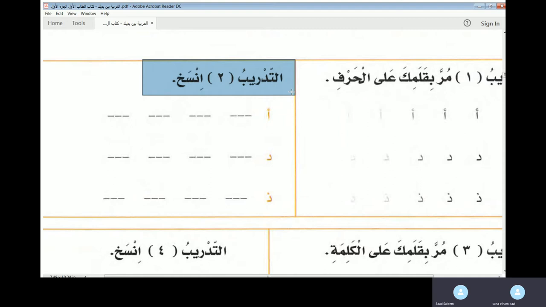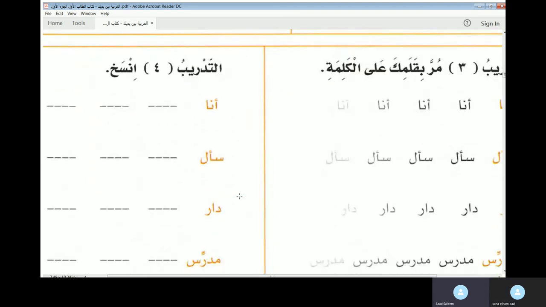Tadrib Sani. Insakh means copy. He wants you to copy these words on these blanks. Okay, let me tell you one thing, look at Dal. The mouth of Dal is always above the line, and the bottom of the Dal should be on the line. Not under the line, not above the line, it should be on the line.